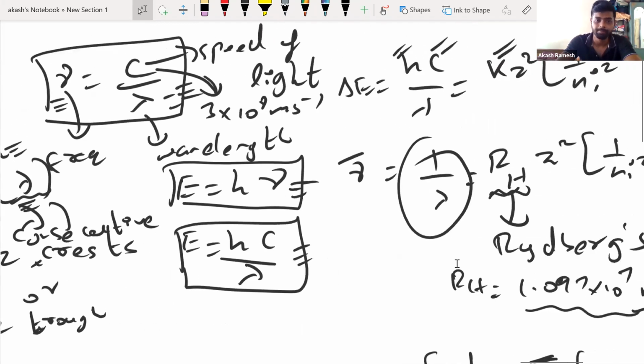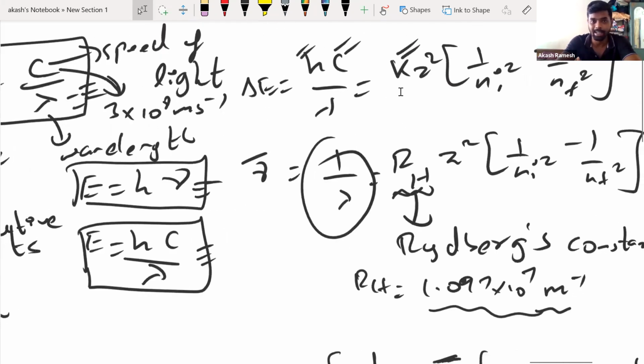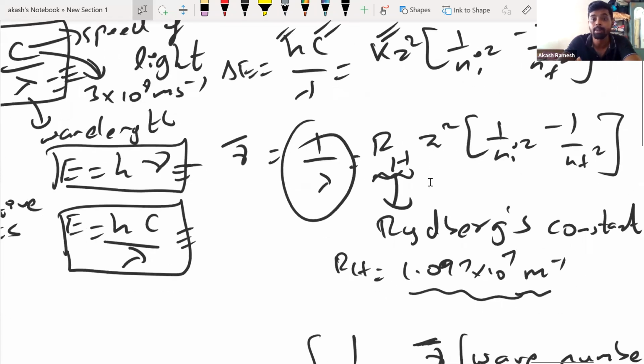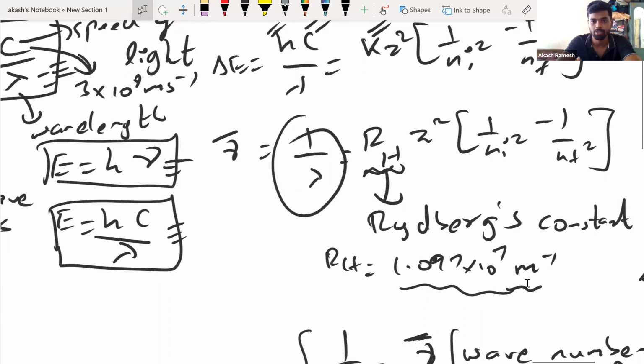Okay, fine. Then we can connect this with the delta E. Delta E I know is basically k Z squared into 1 by ni squared minus 1 by nf squared. Now this E is also energy, that will be equal to hc by lambda, right? So h is a constant, c is a constant, k is a constant. If you bring 1 by lambda alone to this side and hc to the other side, k by hc will become a new constant called Rydberg's constant, right? Rydberg's constant value is 1.097 into 10 to the power 7 per meter.